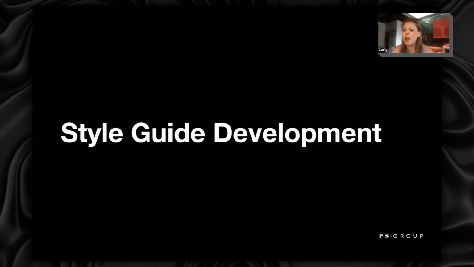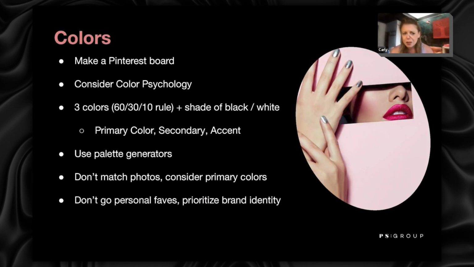So how do you develop color? How do you choose colors? How do you choose fonts? Big suggestion, make a Pinterest board. Now, we talked about it in the branding workshop. Pinterest is a great way to just get a sense of your overall vibe, your style, what you engage with, what you respond to, how you want your brand identity to be.